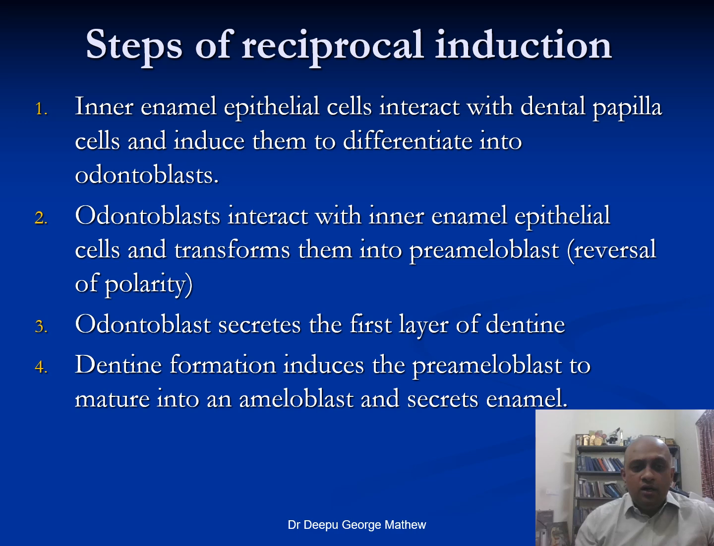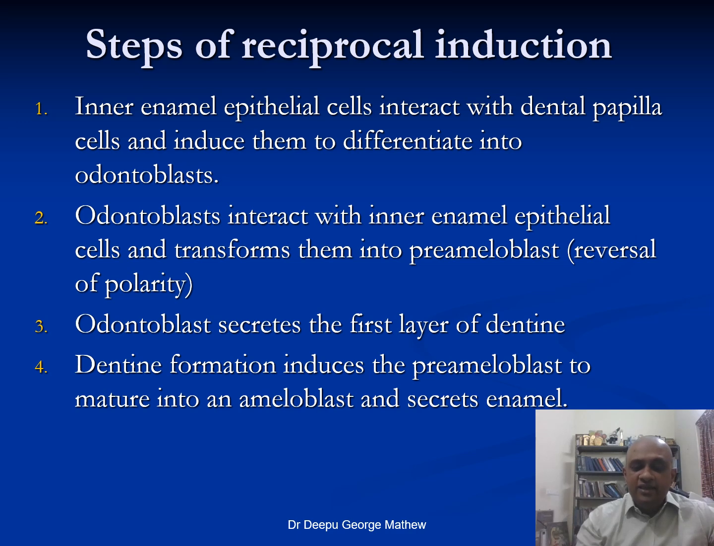One, the inner enamel epithelial cells interact with the dental papilla cells and induce them to differentiate into odontoblasts. Two, odontoblasts interact with the inner enamel epithelial cells and transform them into pre-ameloblasts. Three, odontoblasts secrete the first layer of dentine. Four, dentine formation induces the pre-ameloblasts to mature into ameloblasts and start secreting enamel.